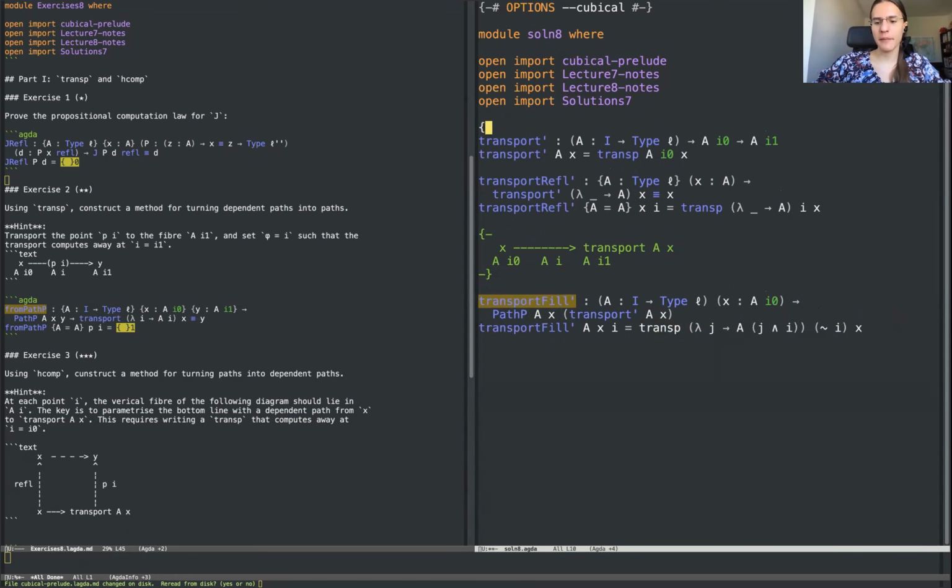Okay, so these were the primed versions, and that was a review. And now we're going to get into the exercises. But you can see the role that this parameter phi plays in the definition of this primitive transp operation, right? Any questions?